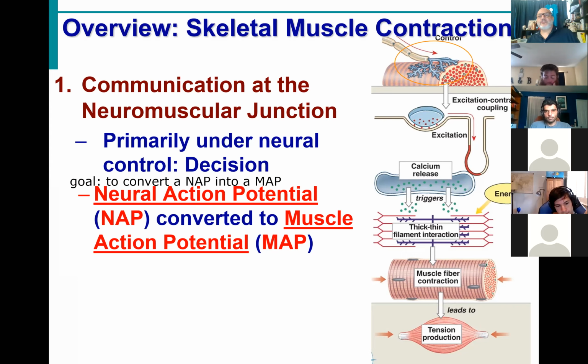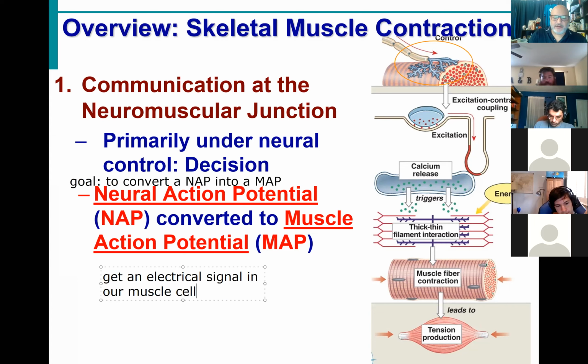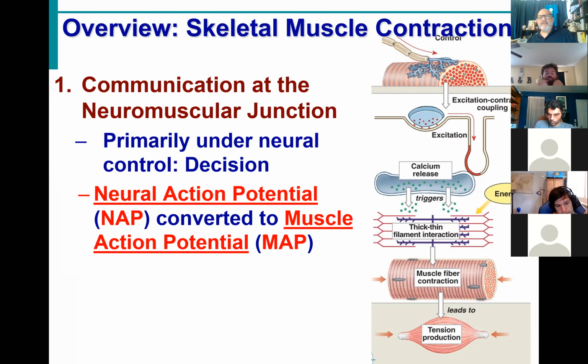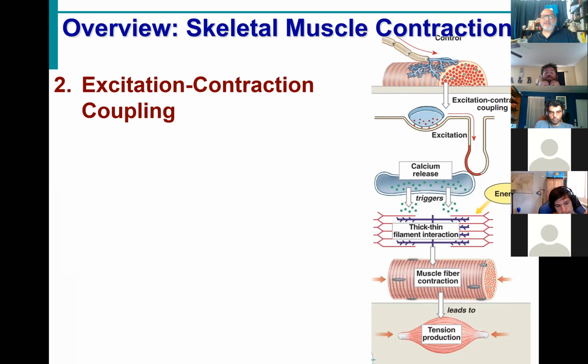Now, remember when this occurs, we get an electrical signal in our muscle cell, but what we want is the cell to contract. So we need a way of bringing that excitation and that contraction together. And that is step 2. Excitation, contraction, coupling. We're bringing together the electrical signal and allowing it to contract.